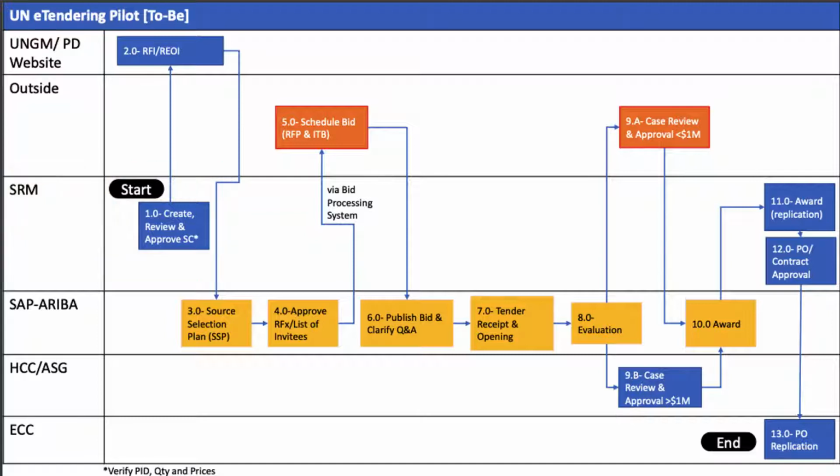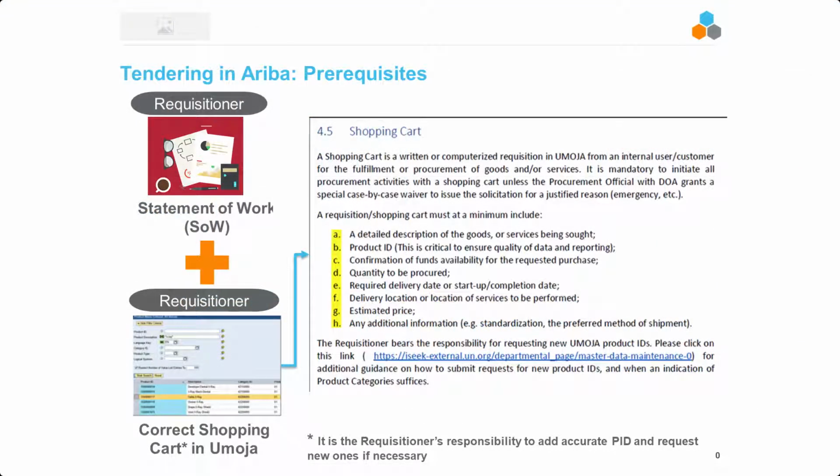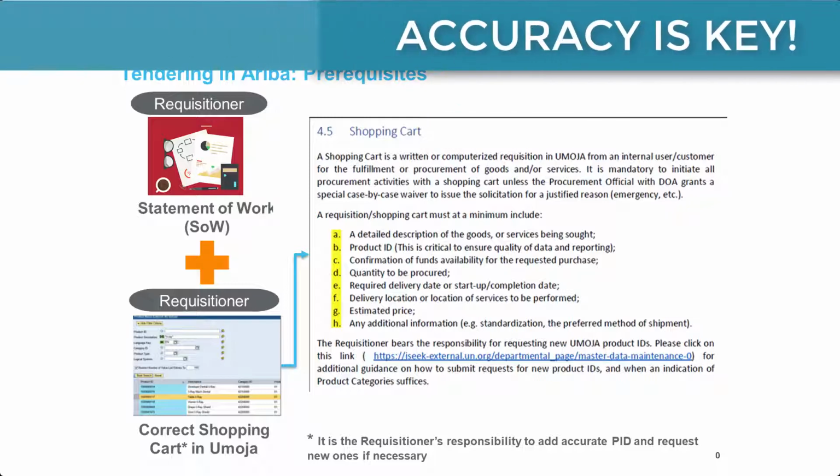From there, the process continues with a series of documents and approvals, directed by workflows, up to the award of the solicitation. From there, the procurement official will mark the awarded vendor, in SRM, as per current process, with a contract, or PO. It is important to pay due diligence in the creation of the shopping cart, as it derives much important information. Accuracy is key.